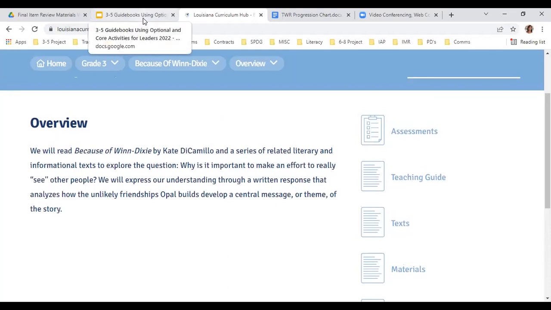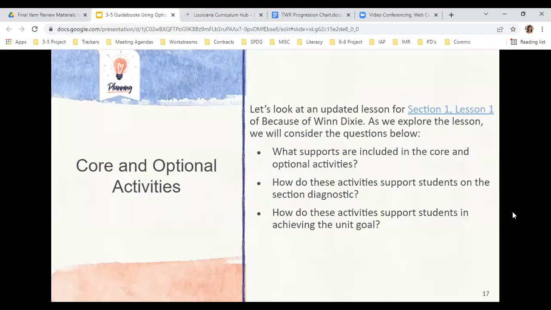So we walked through a lot in a little bit of time there. So what questions do you have about the optional and core activities? While we're waiting on those questions to come in specific to that, I do want to go back to some of the questions that were asked in the chat.